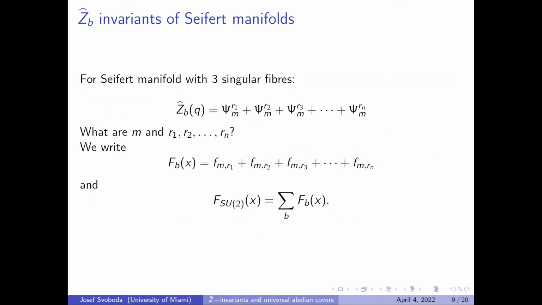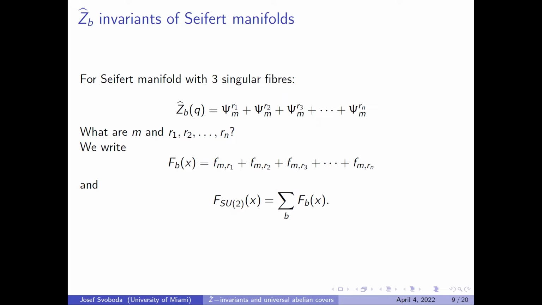If we now consider just 3 singular fibers, so we have a Seifert manifold with 3 singular fibers, then it is well known that this invariant Z-hat B is expressed in terms of some false theta functions with some residue class R modulo 2M, and with some modulus M. It's kind of funny, but people have studied this for a long time, and it's still not completely clear what these numbers M and R1 up to Rn are.